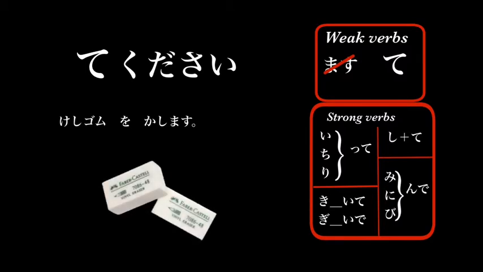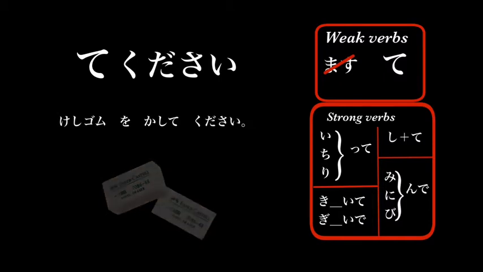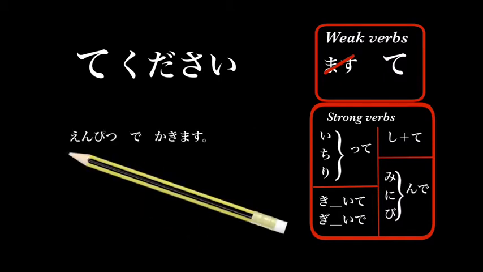Keshigomu. Kesu, to erase. Gomu, meaning rubber. Keshigomu o kashimasu. Lend a rubber. Shi, we just add te. For the rules, keshigomu o kashite kudasai. Please lend me your eraser. Simply changing the verb into the te form and adding kudasai.